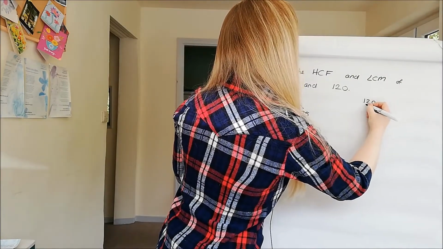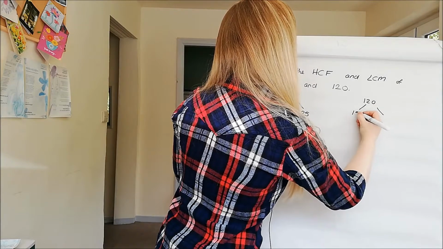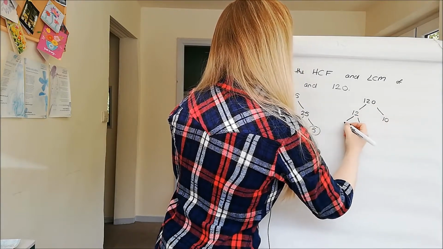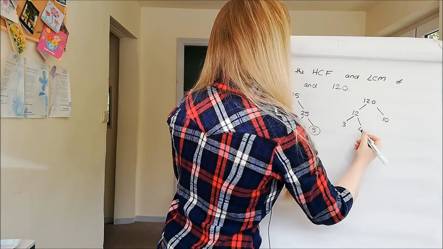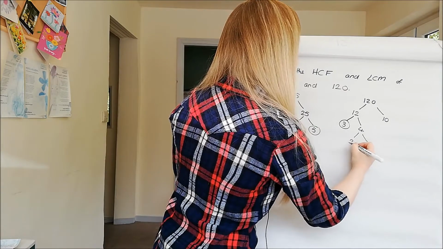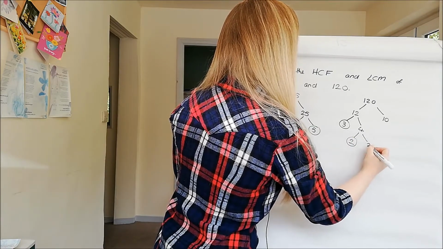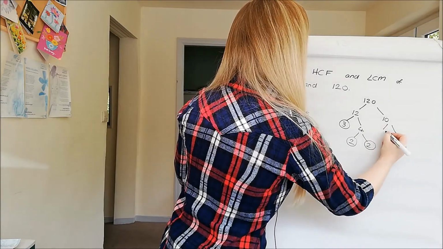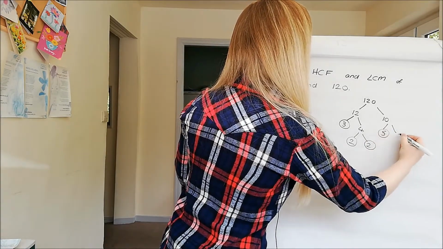120 is 12 times 10. 12 can be broken down into 3 and 4. 3 is prime and 4 isn't, so I'll break 4 down further. 10 breaks down into 5 and 2.